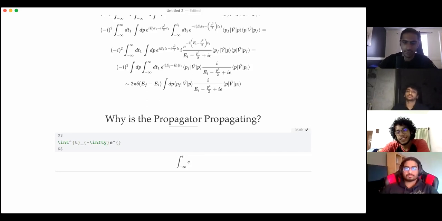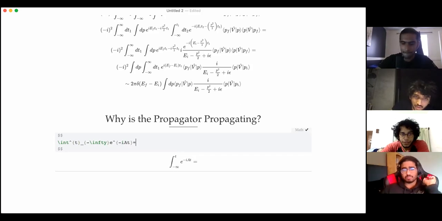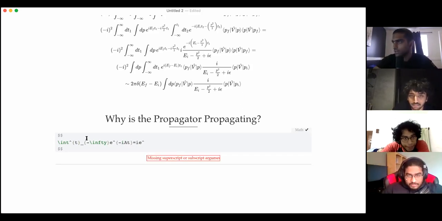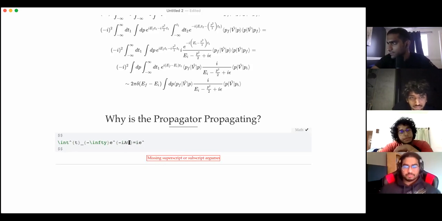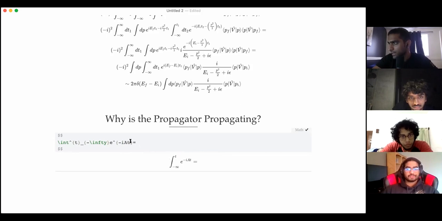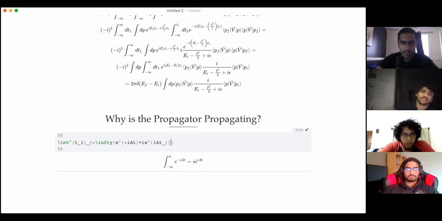So this is our famous formula, right? So it's like minus i A t equals i times, sorry, let's just go back. Let's call this T, let's call this T1, right? Equals i e to the power i A T1 over A. Exactly.